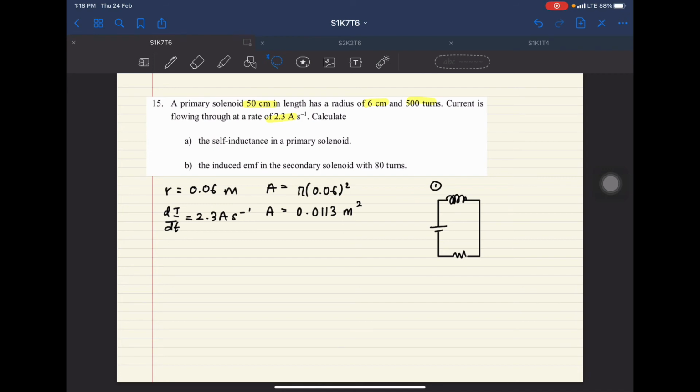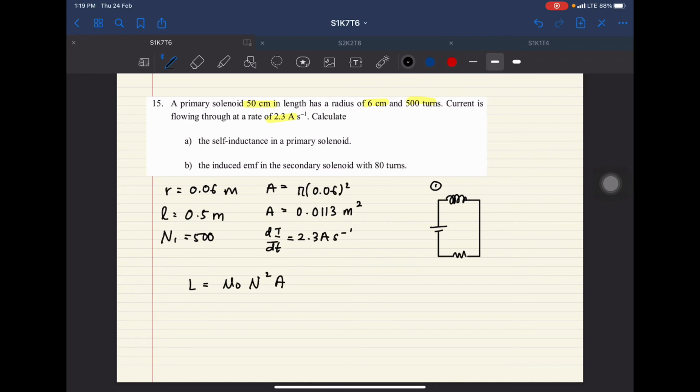Length. Did they give you the length? No, but they did give you the length and the turns. Okay, just bring this one back to this side. So length is equals to 0.5 meter and turns N1 is equals to 500 turns. Okay, so the first question they want to calculate the self-inductance in primary solenoid. So we are talking about this solenoid. Solenoid number 1, we have to solve using L. Okay, instead of M, we have L.